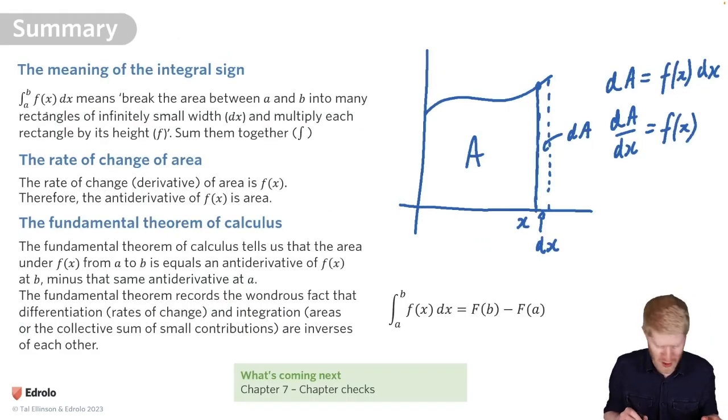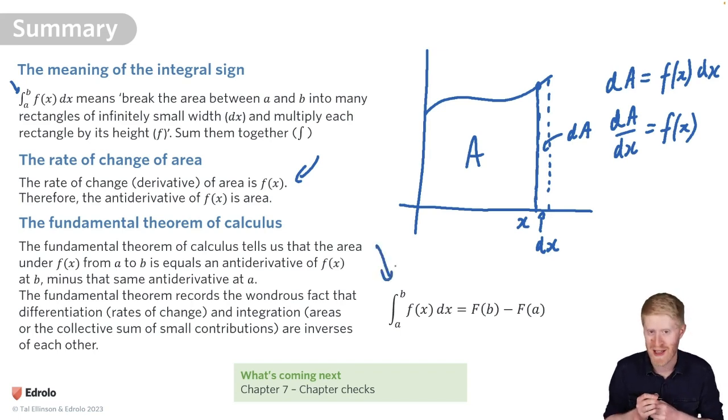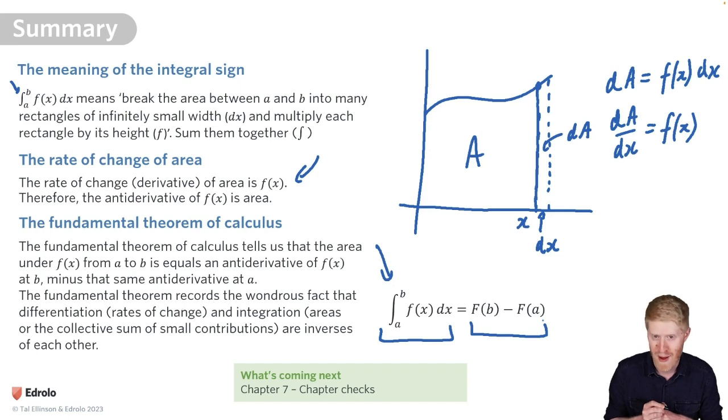And that brings us to the end of the lesson. We've looked at the notation around the integral sign, why the integral from a to b of f of x dx symbolically represents area. We've then explored the idea of the rate of change of area, and we've shown the rate of change of area is the function itself. And therefore, the integral or the antiderivative of the function gives us back the area. And then we expanded that idea to show the beauty behind the fundamental theorem of calculus, that the area under a curve from a to b is equal to the antiderivative at b minus the antiderivative at a.